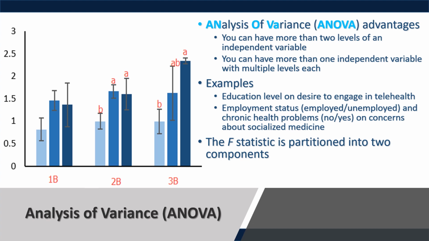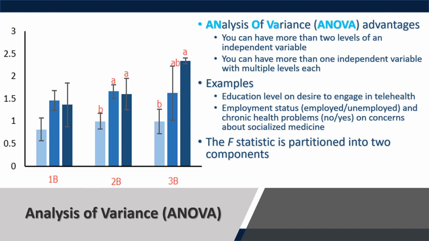One occasion of when you might use an ANOVA is to determine whether there are differences in desire to engage in telehealth among people of varying education levels, say up to high school, college educated, or graduate school educated. Another occasion of when you might consider an ANOVA is to determine the relative influence of employment status and whether you have a chronic health condition on your support for or concerns of socialized medicine in this country. The point here is that with ANOVA, you can have as many independent variables as your theory permits, and each of those independent variables can have as many groups or levels within them.